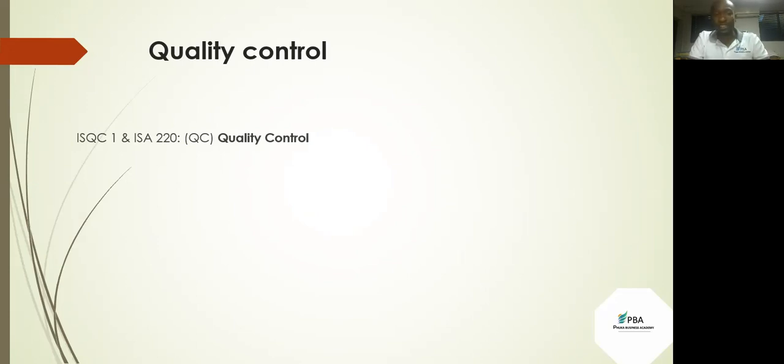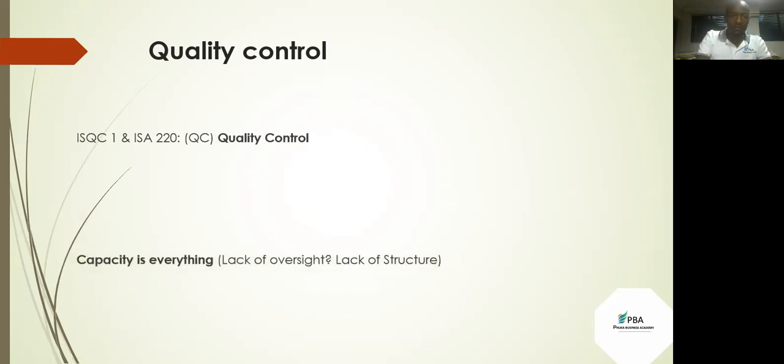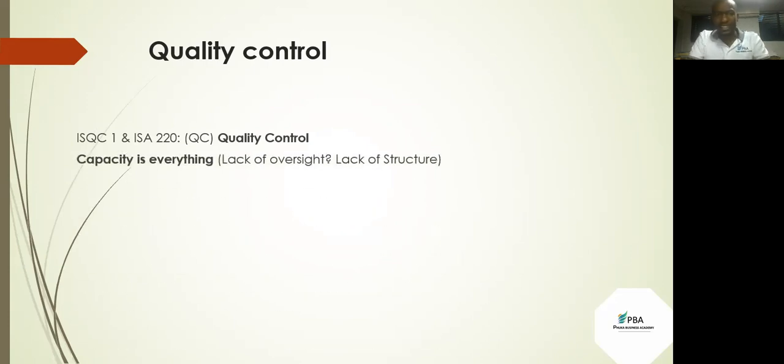So for the sake of our exam, we're looking at those two standards, international standards on quality control, and then ISA 220, which is quality control. This basically says capacity is everything, right?